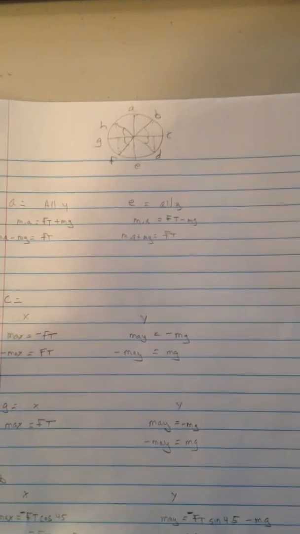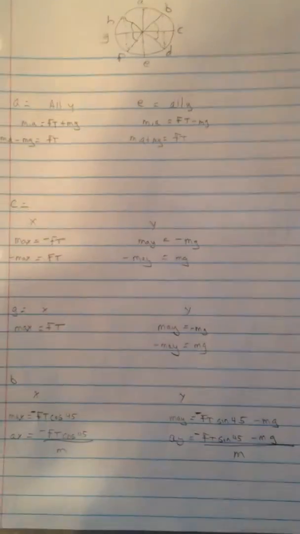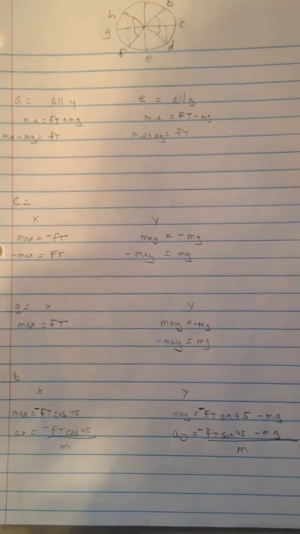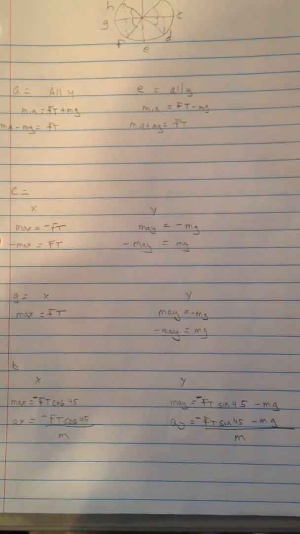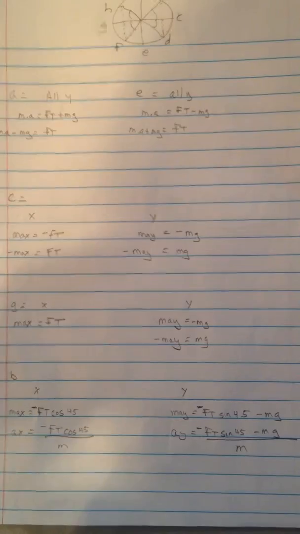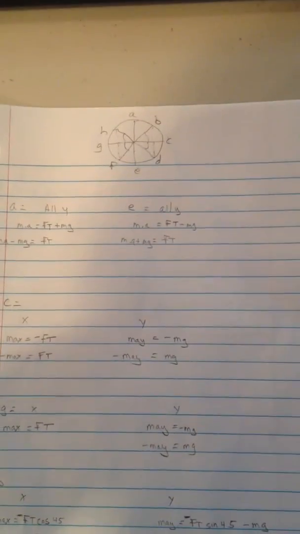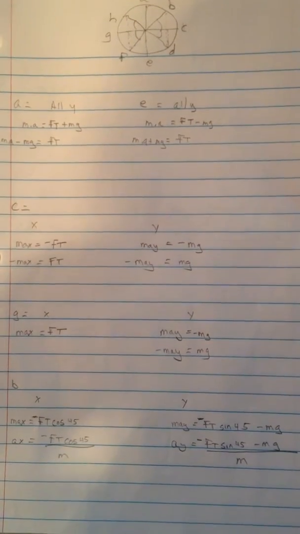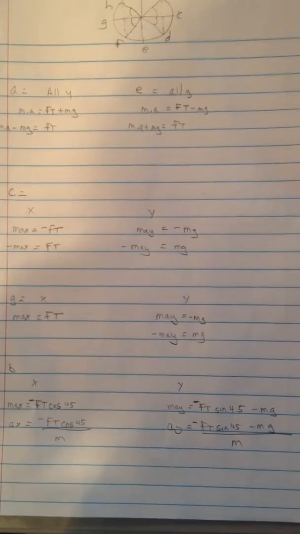Then I switched over to the G portion of the circle. And again, there were two portions: the x direction and the y direction. So I created the formulas for those directions. Then I went to B and created one at a 45-degree angle.